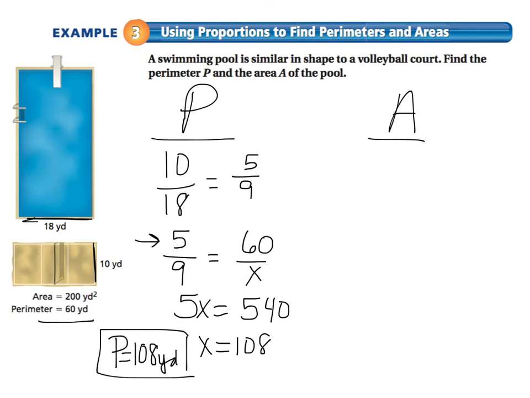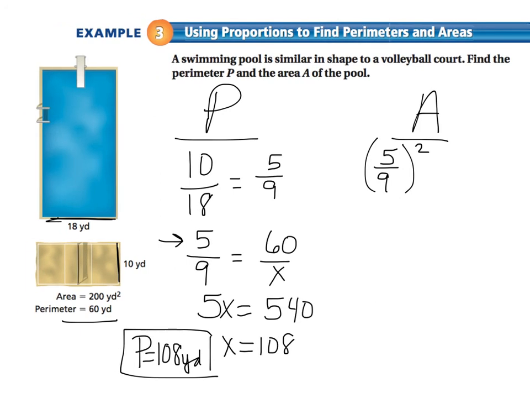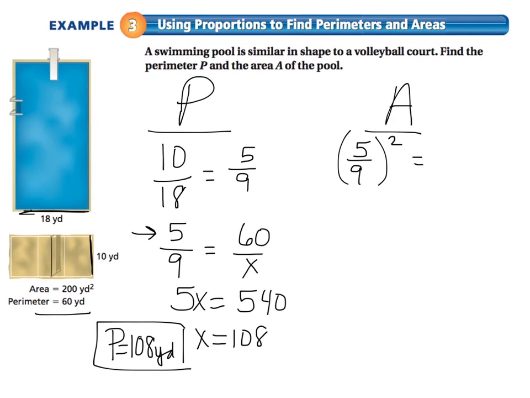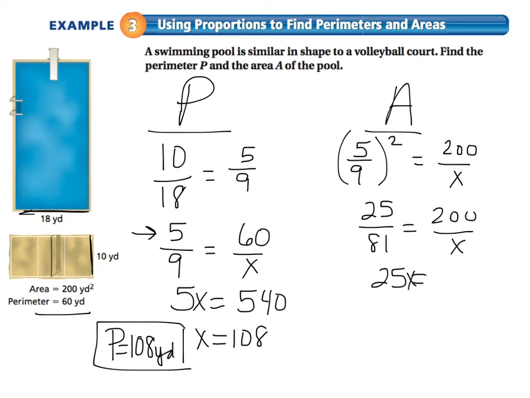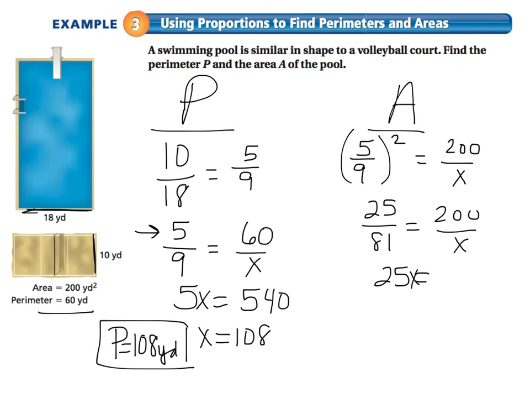Now the area, all I have to do is take that 5/9 again, but you have to square it because the ratio of the side length squared is equal to the ratio of the areas. So the ratio of the areas would be 200 over x. So that gives me 25 over 81 equals 200 divided by x. Cross products, 25x equals 16,200. 16,200 divided by 25, and the area is going to be 648 square yards.